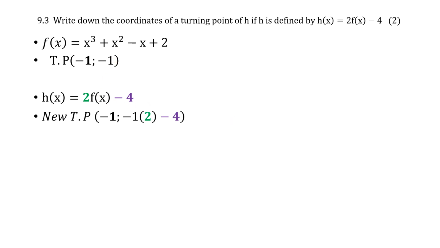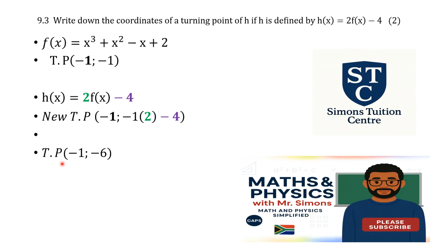Right, so there, the x value hasn't changed, so as you can see I have minus 1, and my y now is minus 1 times 2 minus 4, that gives me minus 2 minus 4, which gives me minus 6. So my new turning point would be minus 1, minus 6 for h of x. Right, so there's my new turning point, minus 1, minus 6.